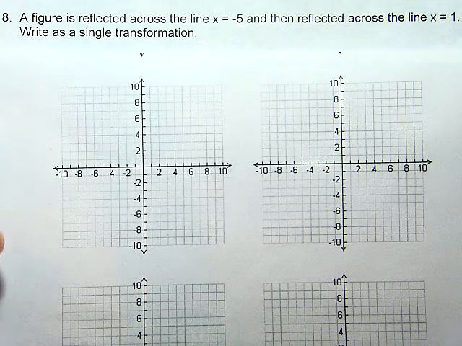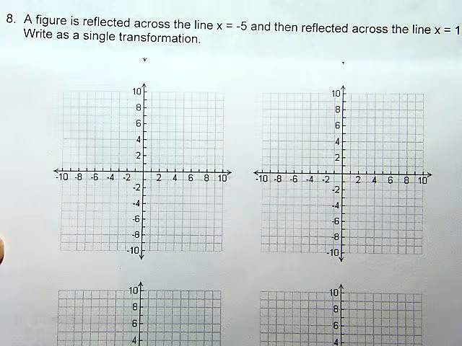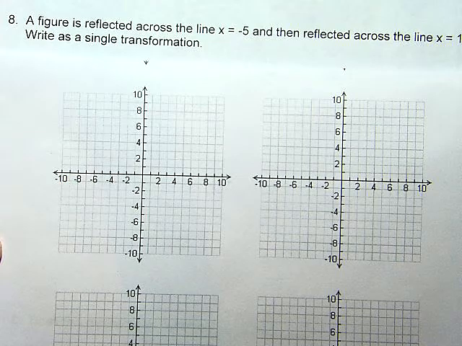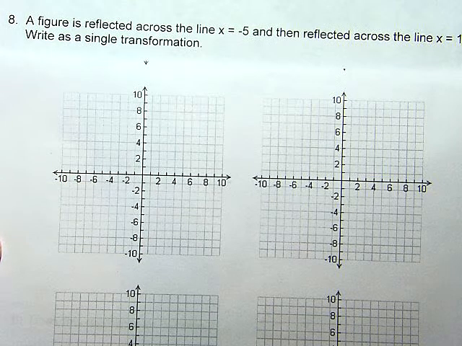Problem 8 is similar to problem 7 and gives us the problem where a figure is reflected first along the line x equals -5, and then that image is reflected along the line x equals 1, as a single transformation.